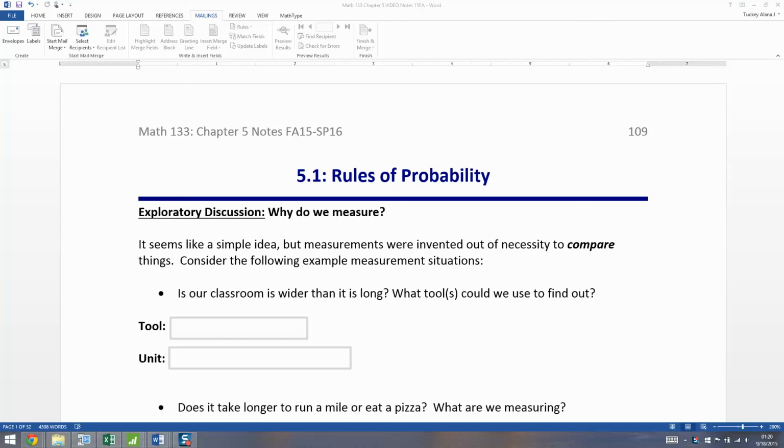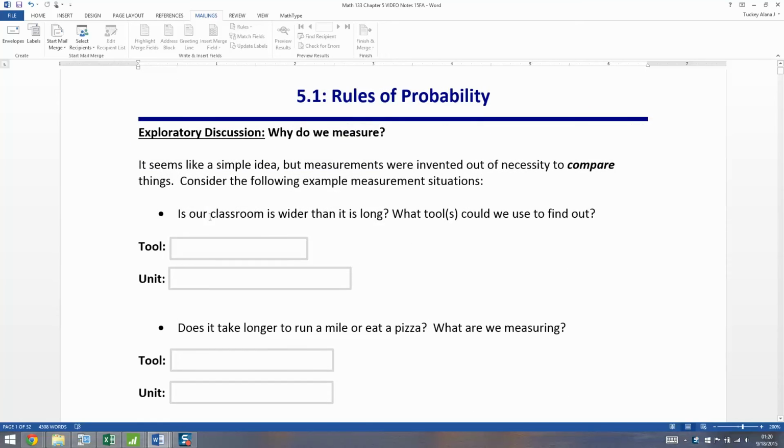In Chapter 5, we're going to spend some time with one of my favorite topics, which is probability. Now, before we get into probability, I think it's important and illustrative for us to think about what probability is. A lot of people have heard the word, but they don't quite get what it means. So let's talk about what we measure. In math class and science class, in our lives, what do we measure?